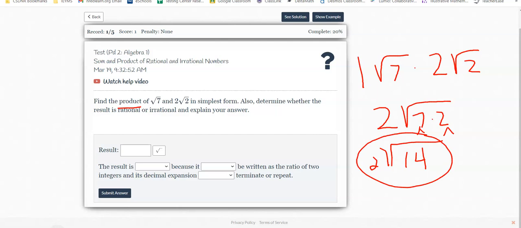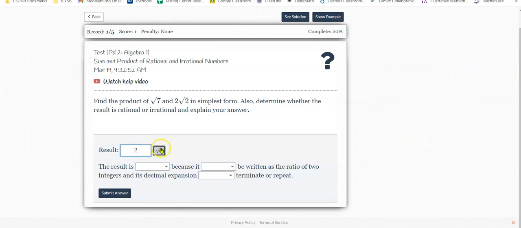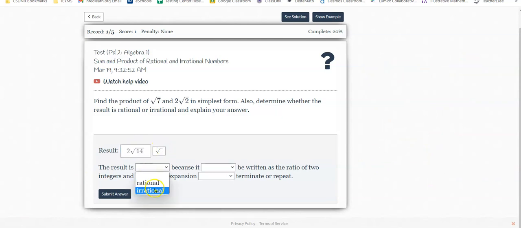If you had tried to cheat and use your calculator this time, the square root of 7, and then times it by 2 square roots of 2, you would not have been able to write it in simplified form. That's decimal form, and you can't write that here. So you do have to know how to simplify a radical. 2 square roots of 14. So I'm going to write that down here. 2 square root 14. That is irrational because it cannot be written as a ratio and it does not terminate or repeat.